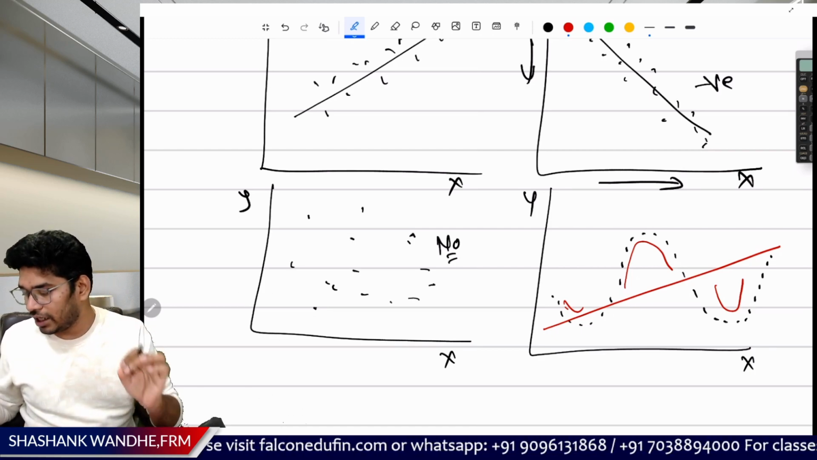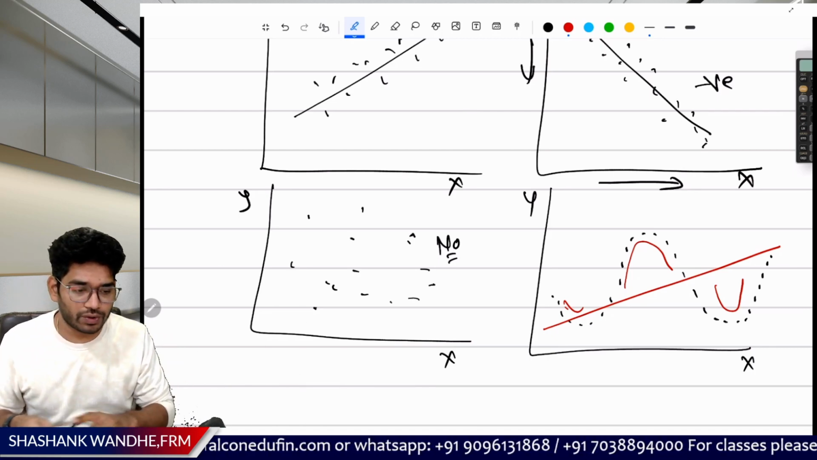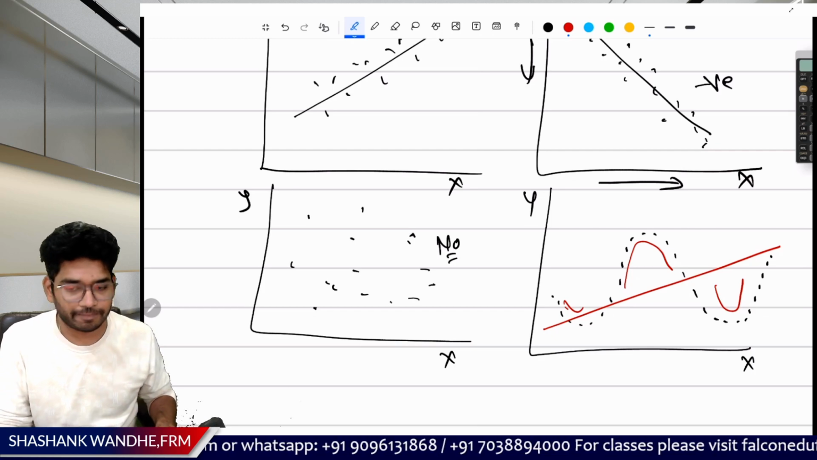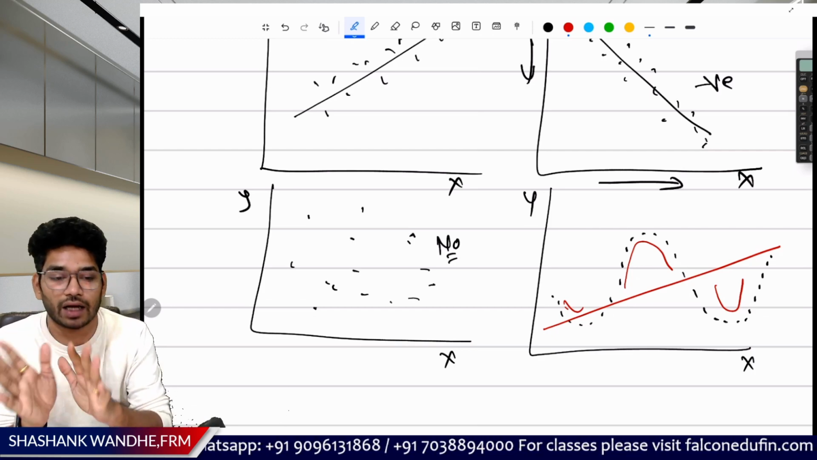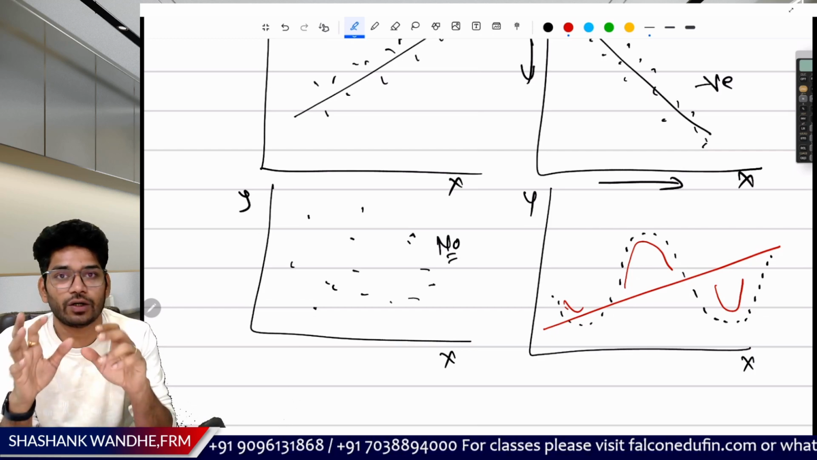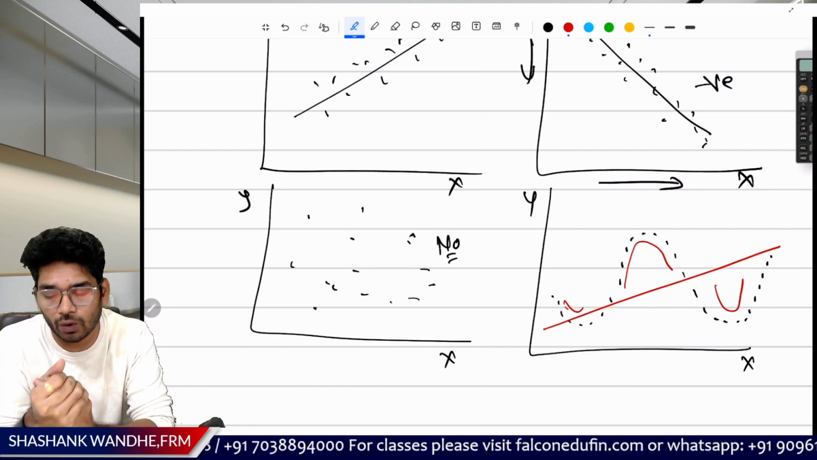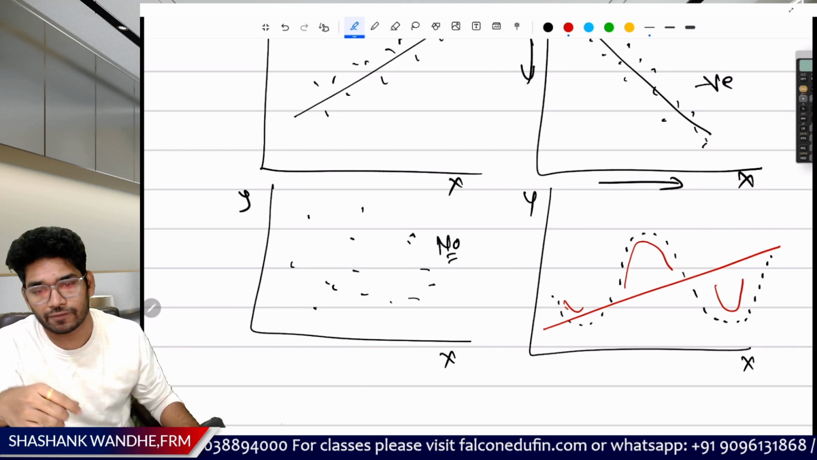Like, what is the meaning of correlation equal to 0? This means the linear relationship is 0. You can't conclude that there is absolutely no correlation between the two variables. There may be the existence of a non-linear correlation between the two variables, like I've shown here.